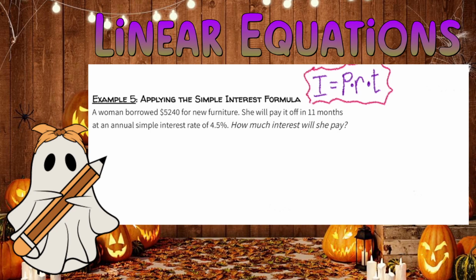Okay, immediately as I'm reading, I'm already processing, right? So to me, I'm seeing we got that much money. She's probably going to take that and invest it. That's going to be my principal. She will pay it off in 11 months. So 11 months has to do with the time. It's not going to plug in as 11, but it's related.